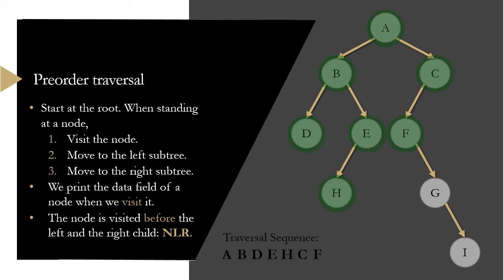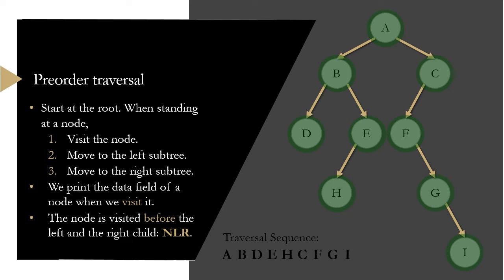Is there a left subtree? No. Is there a right subtree of F? Yes. Move to it. We come to G. And then we visit this node, so we print G. Is there a left subtree? No. Is there a right subtree? Yes. So move to it. We come to I and then we visit this node, so we print I. Is there a left subtree? No. Is there a right subtree? No. We have done everything for I, move back.